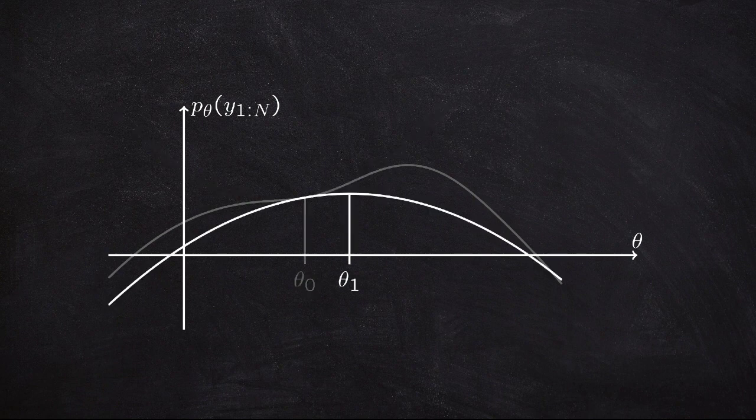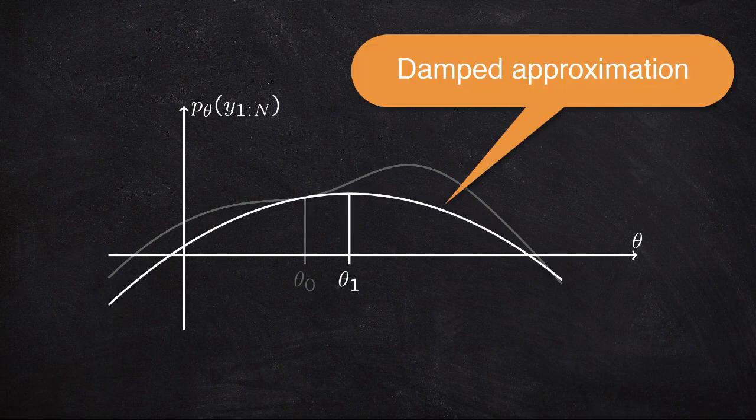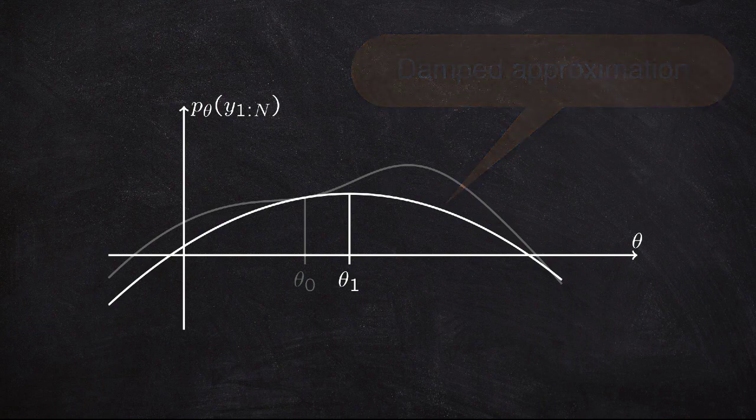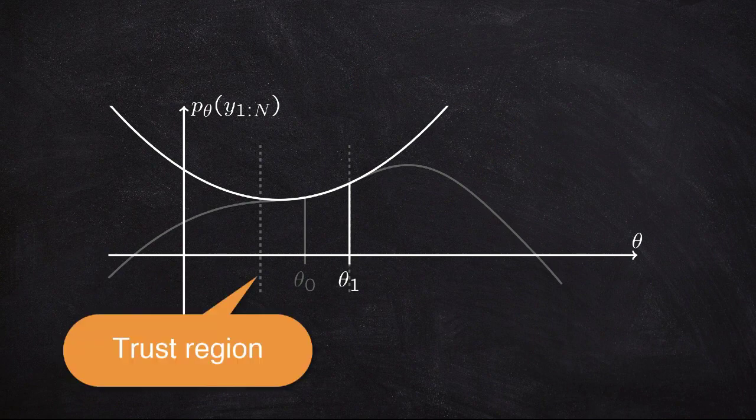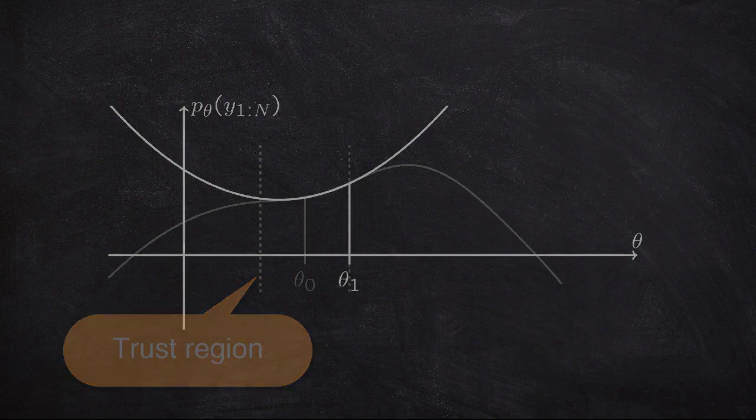The purpose of our work is to look at methods that ensure that the approximated functions will always be well behaved, leading to so-called damped optimization methods, or methods capable of describing over what parameter range the approximation is accurate, leading to so-called trust region optimization methods.